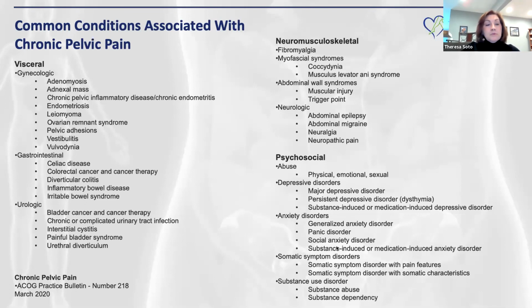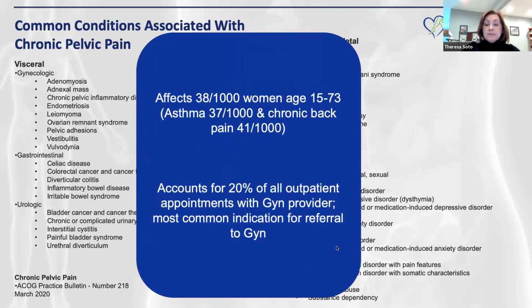So we have our usual suspects, our GYN, GI, and urologic systems to look at, along with everything from fibromyalgia to abuse and depression and anxiety disorders, because we know that women are so emotional that so much of their pain can just be hysterical.